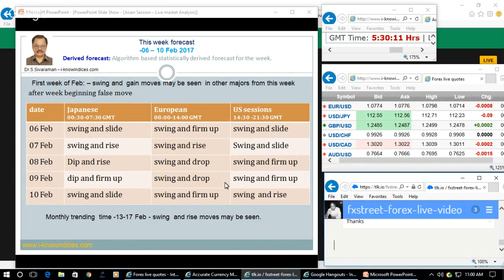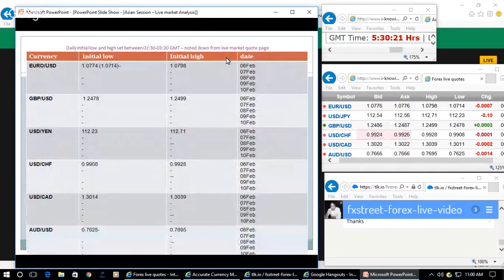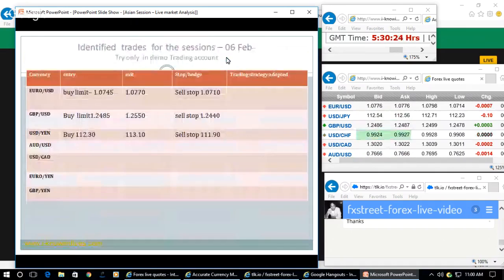I go into the position trade ideas also. Still, they have not reached the low or the high, indicating that they are expecting the traders to come.